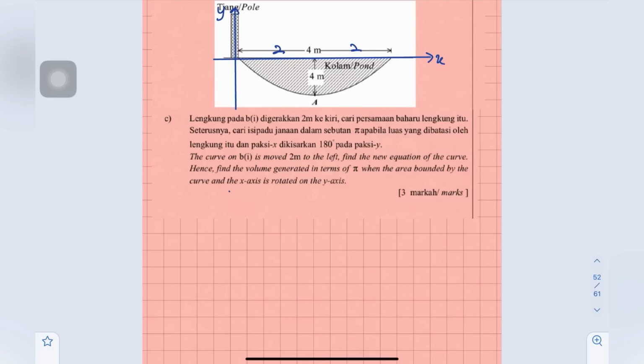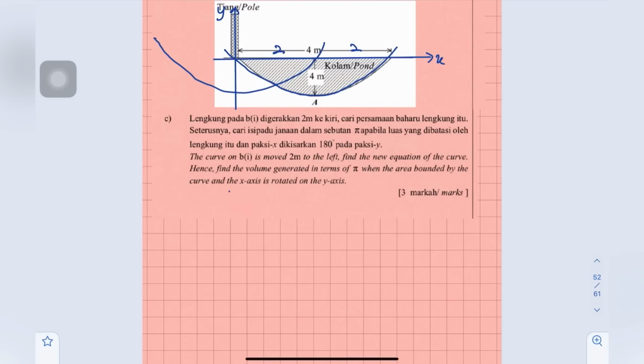C. The curve of B1 is moved 2 meters to the left. Find the new equation of the curve. Hence, find the volume generated in terms of pi when the area bounded by the curve and the x-axis is rotated about the y-axis. Okay, at first, this is the equation of the curve. Then move to the left 2 meters. So you will get it like this.